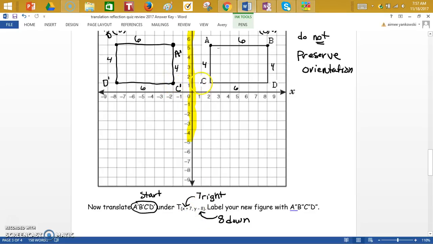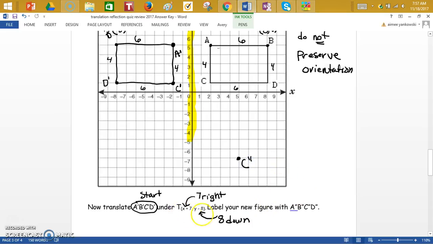1, 2, 3, 4, 5, 6, 7 right, and then 1, 2, 3, 4, 5, 6, 7, 8 down. I just want to make sure I really moved it 8 down. 1, 2, 3, 4, 5, 6, 7, 8. It appears to me as though I moved it 8 down, and I would label that C double prime.